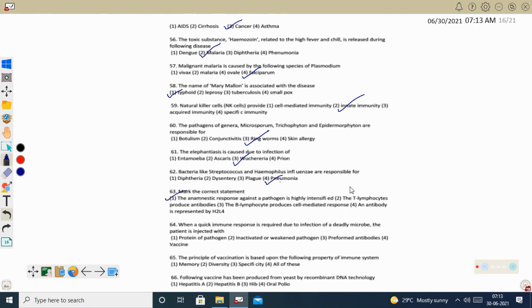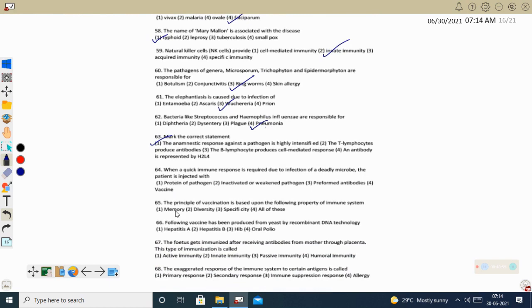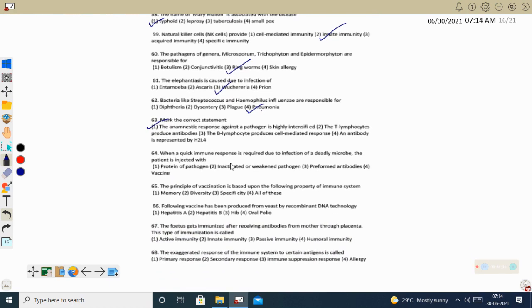Next options we will see. The T lymphocytes produce antibody? No, T lymphocytes cause cell mediated immunity. B lymphocytes produce cell mediated response? No, B lymphocytes produce antibody. Antibody is represented by H2L4? No, it is represented by H2L2. So here the correct option is 1. Next question. When a quick immune response is required due to infection of a deadly microbe, the patient is injected with ready-made antibody. Okay, so preformed antibodies are required for the quick immune response. So here the correct option is C. Next question.